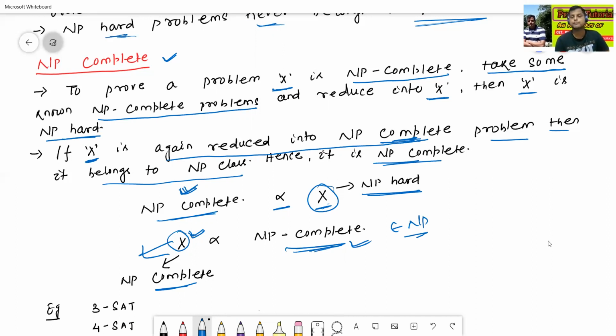Take some known NP complete problems and reduce them into X. This X is called an NP hard problem. Okay, if this X is again reduced to an NP complete problem, then this X belongs to the NP class and it is also called NP complete. This is the proof of NP complete. Okay, now we'll see some examples of NP complete problems.